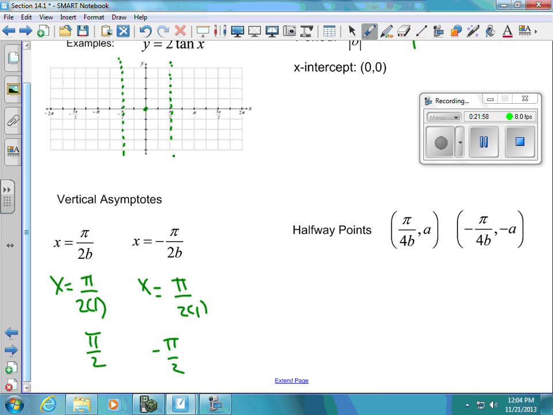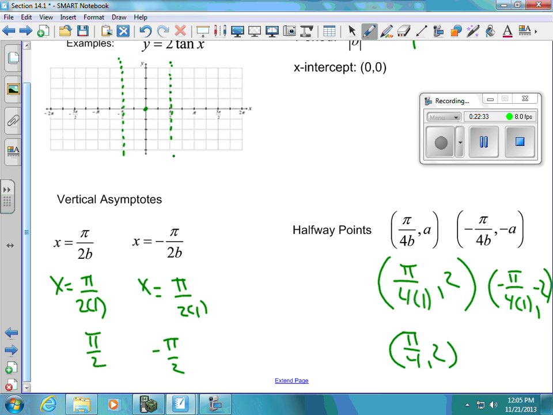So now we can get halfway points. We can also just use our graph, and I'll show you how we're going to do that in a minute. Halfway points are halfway between the asymptote line and the middle, so half of pi over 2b, in essence. That's why we get 4b. So pi over 4 times 1. Our a value is 2. That's one coordinate. And negative pi over 4 times 1, negative 2 is our other. That's really just pi over 4, 2, and obviously negative pi over 4, negative 2.